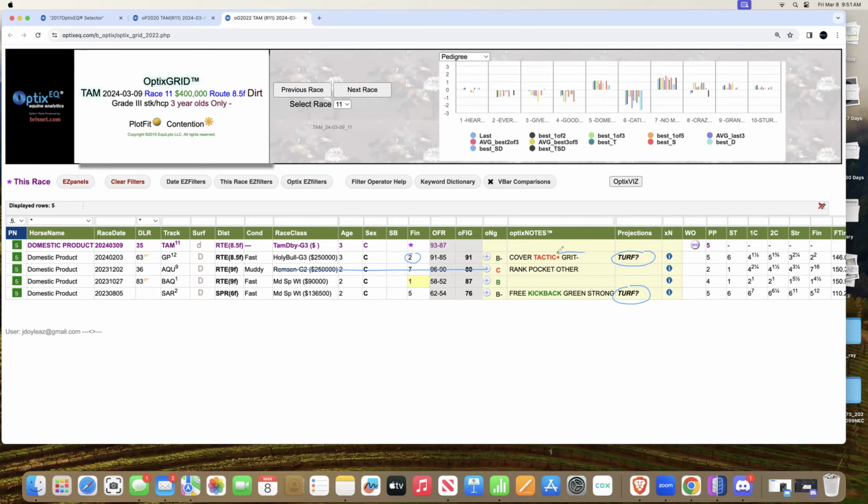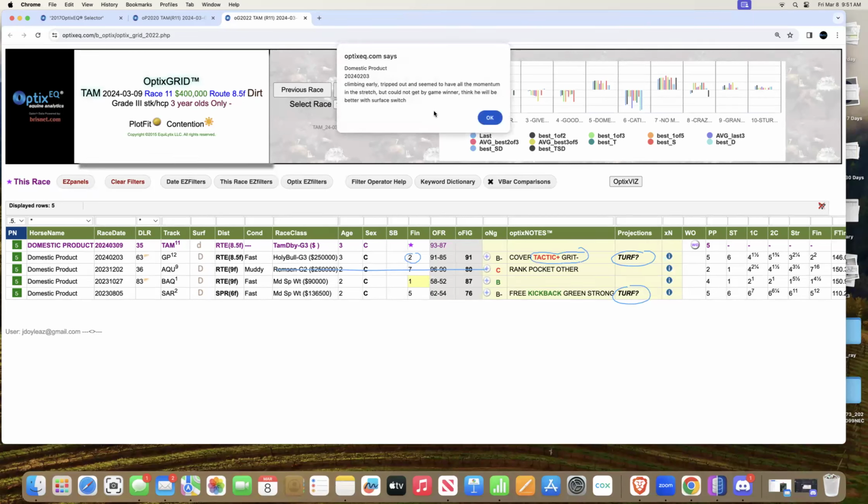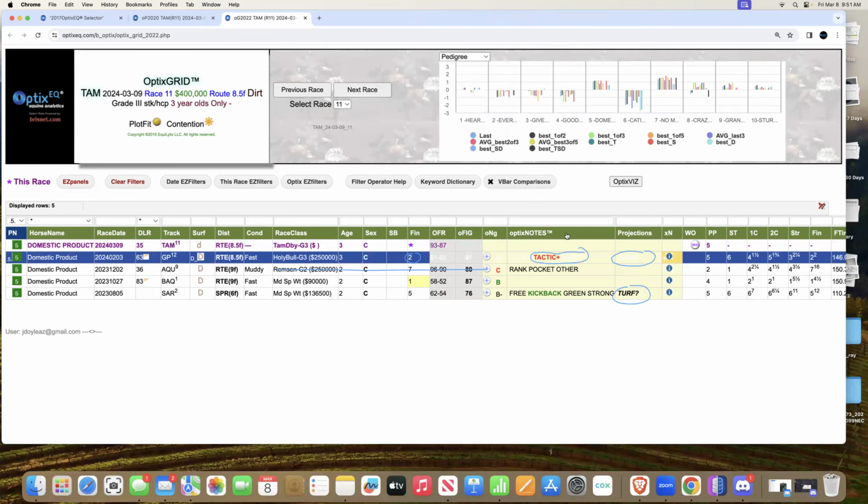But notice this grit minus and tactics plus. What that tells me is that this horse had the trip and just couldn't get it done. So if you look at the extended comment, it said climbing early, tipped out and seemed to have all the momentum in the stretch, but could not get by Game Winner. I think he will be better with a surface switch. So we still think this horse might be better on turf. So he may be overrated a little bit and maybe a favorite to play against as you look at this race. He may be one of the favorites you want to look against.